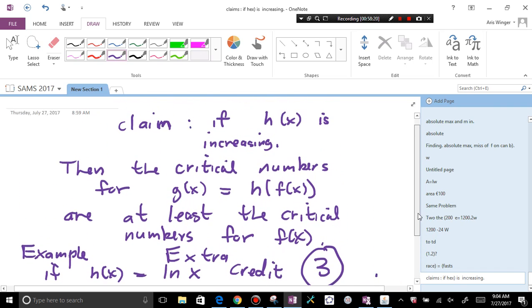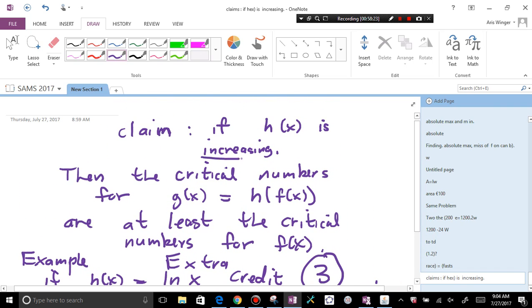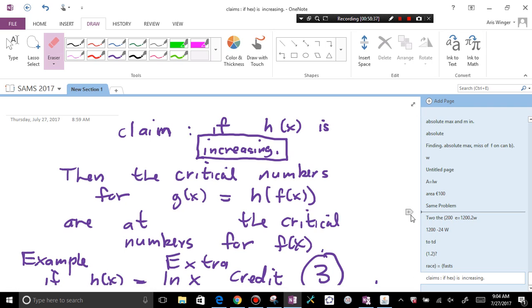And so when you're doing this, you better use this somewhere. Right? I'm sorry, I'm moving this out of the way. The critical numbers of g are the critical numbers of f. We'll make this worth 5. I just realized something. It's not "at least," they're exactly the same.